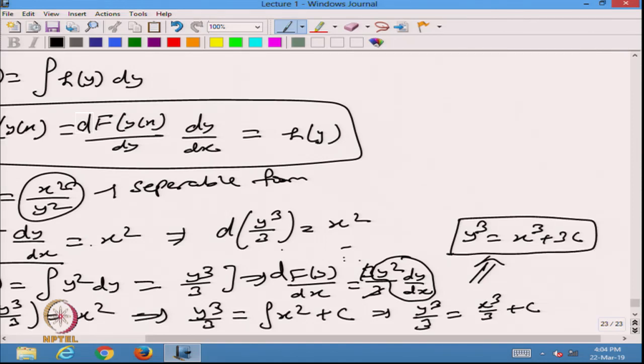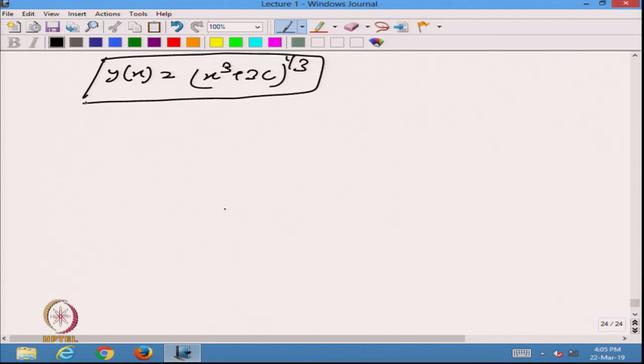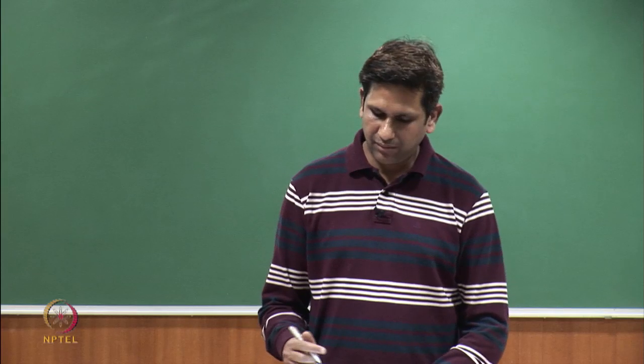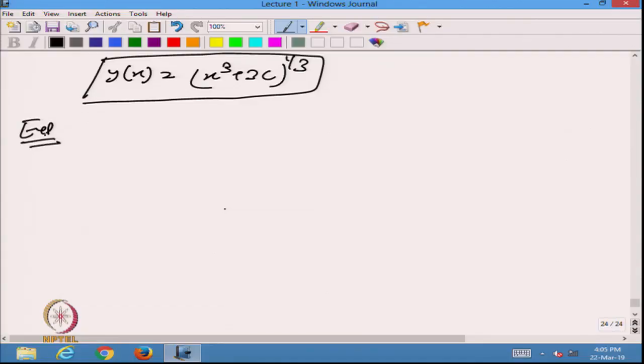And if I want to write this solution in the explicit form, I can write that y(x) will be, in this case, (x cube plus 3c) to the power of 1 by 3. So, that is the general solution of that separable differential equation. So, we are able to solve the separable differential equation. So, let us take another example.